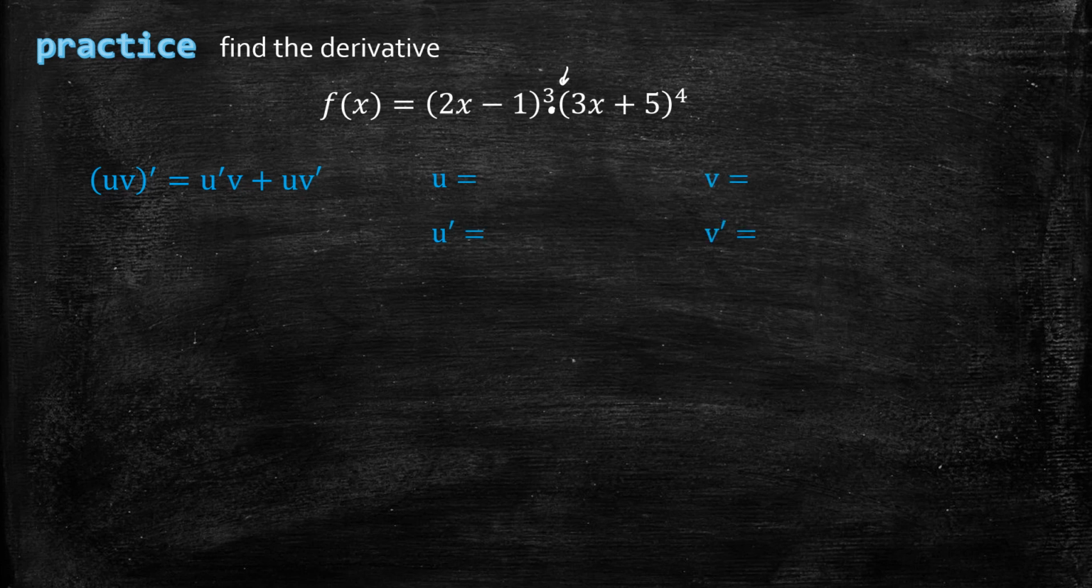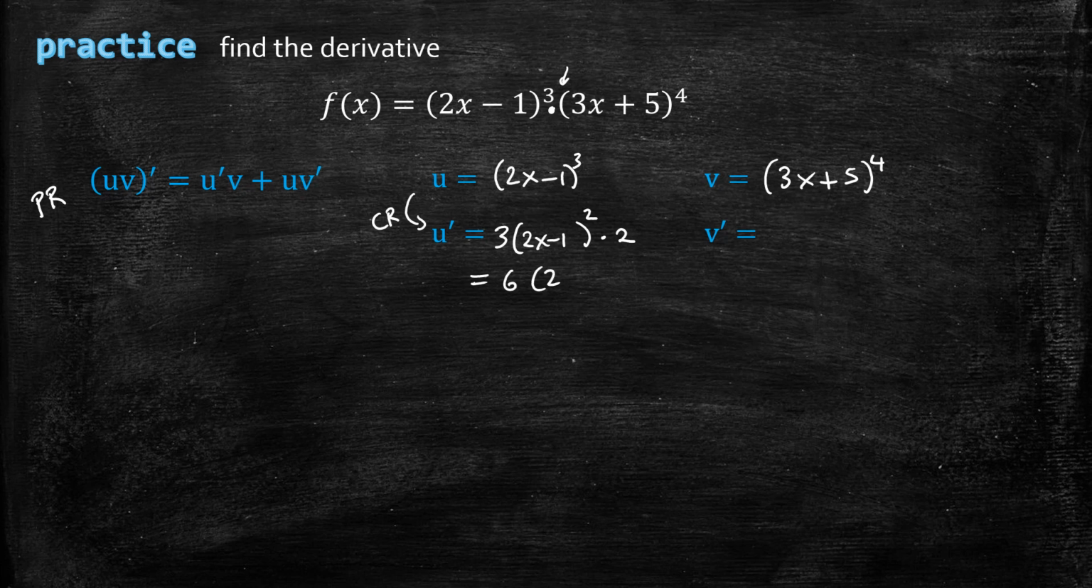So here's the product rule right here, and then we are going to set up the structure here to help us organize. So let's make u (2x minus 1) cubed, and v will be (3x plus 5) to the 4th. So u prime, now we have to take care of the chain rule. It has to be applied to go from here to here. So it's going to be 3 quantity squared, that's the outside function, times the derivative of the inside function, which is 2. And tidying that up a little, we get this.